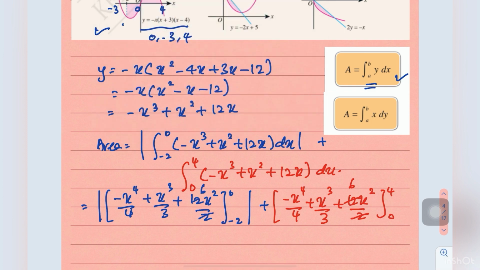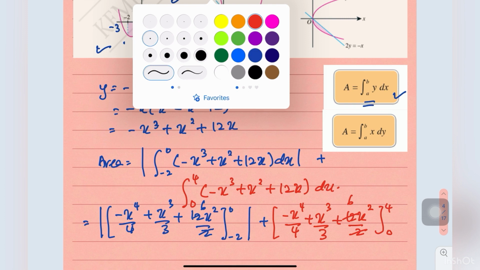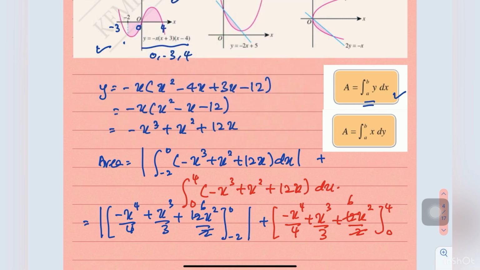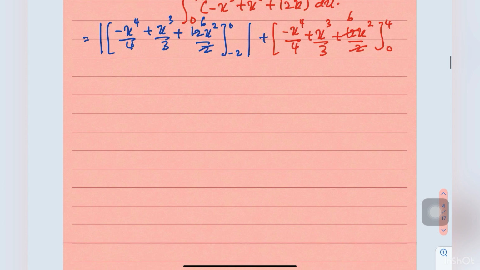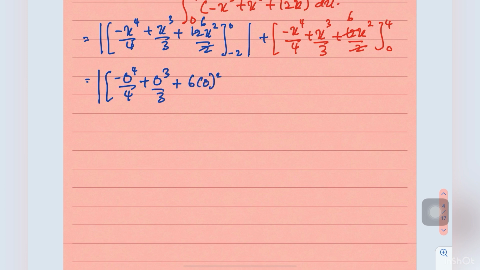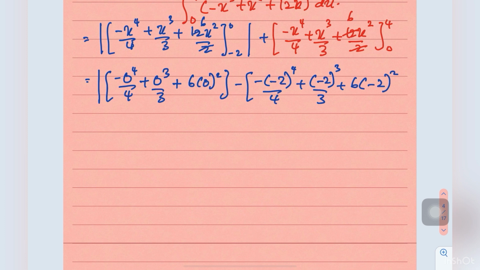This one is 6. Okay, then we substitute the upper and lower limits. So this one is negative 0 to the power of 4 over 4 plus 0 cubed over 3 plus 6 times 0 squared. Minus the lower boundary, negative 2: negative 2 to the power of 4 over 4, plus negative 2 cubed over 3 plus 6 times negative 2 squared.